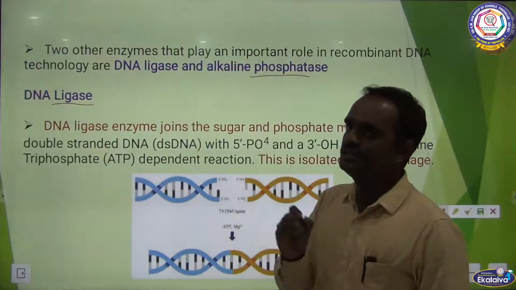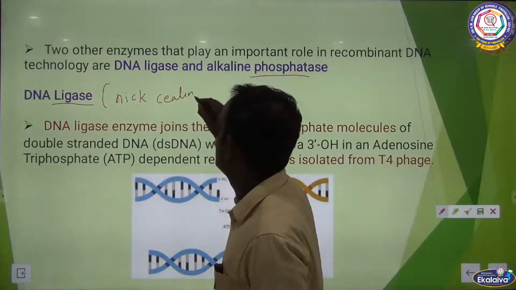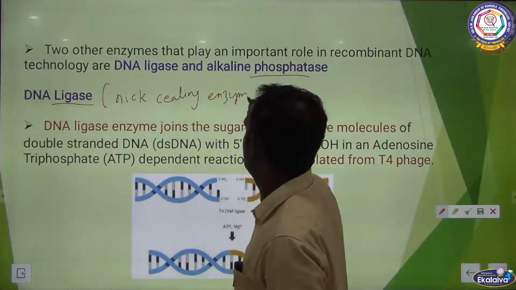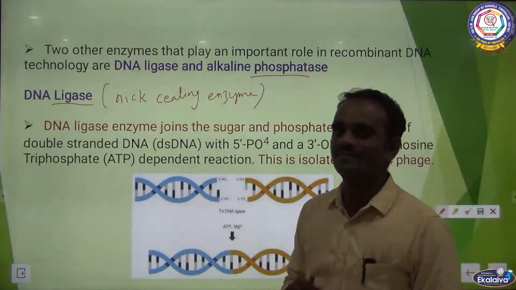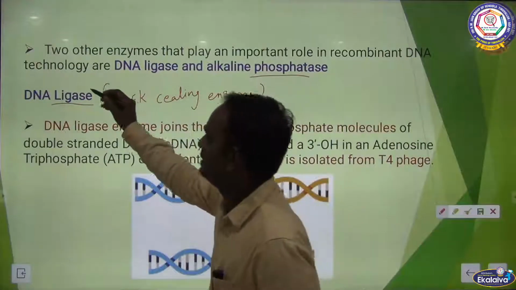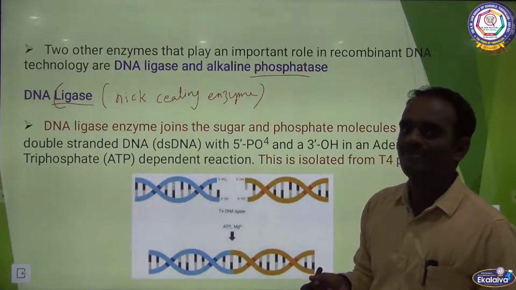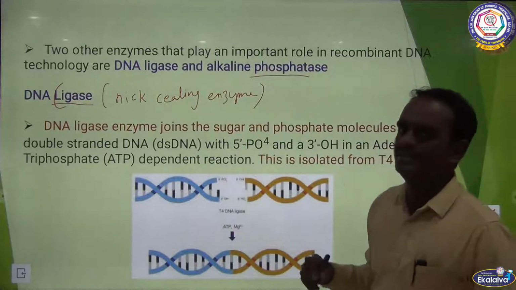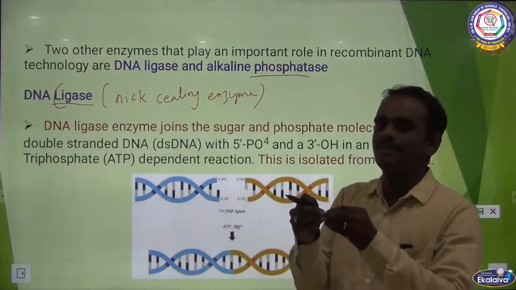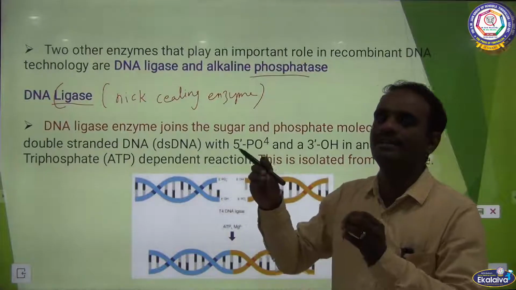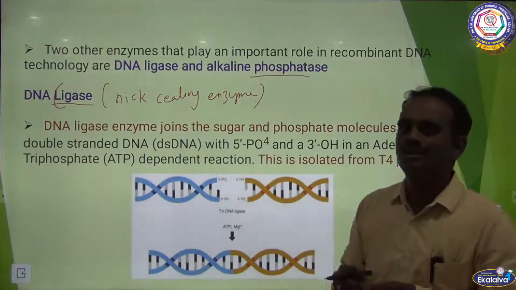DNA ligase. In short, what is this, children? A nick sealing enzyme. Very good. Nick sealing. That particular enzyme is very essential in rDNA technology. Why? With the help of restriction enzymes, the DNA fragments are broken. So with the help of DNA ligase, this enzyme joins the cut fragments. So it is called a nick sealing enzyme, a joining enzyme.